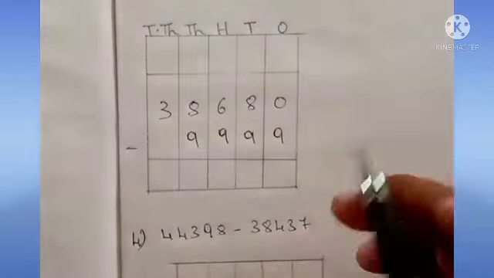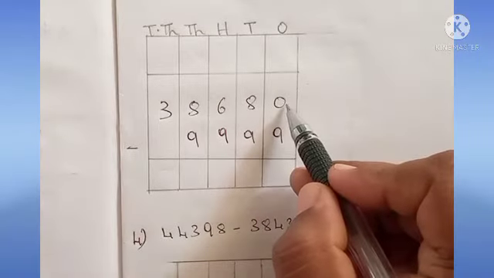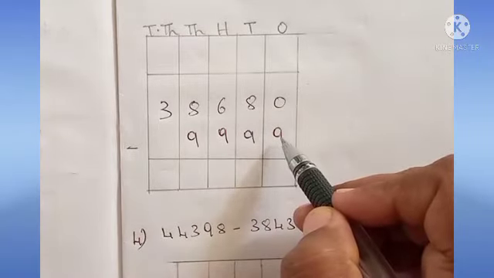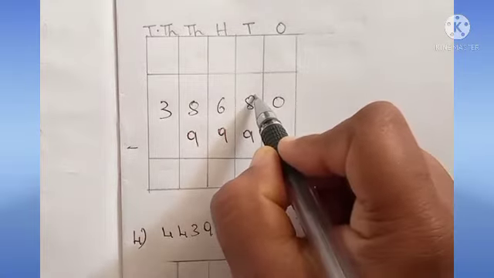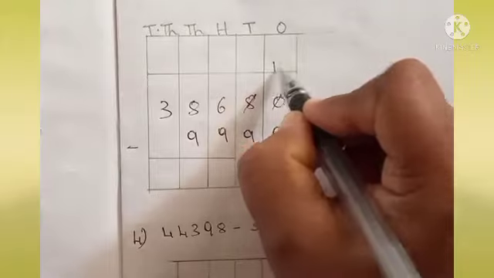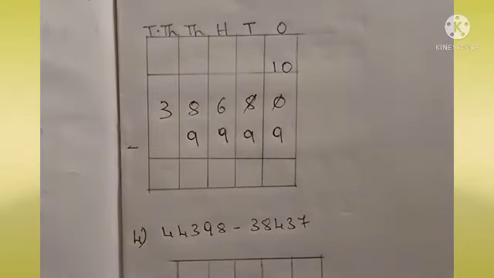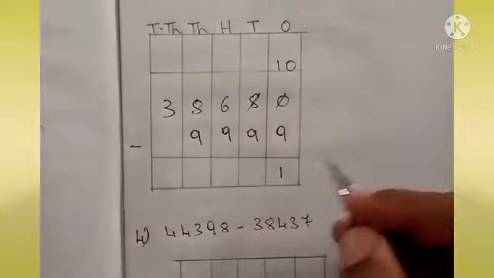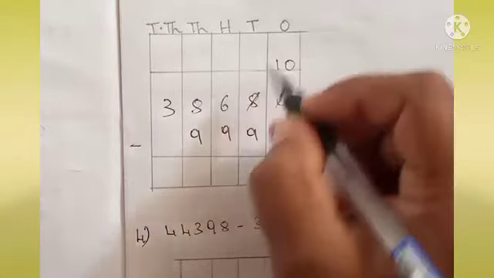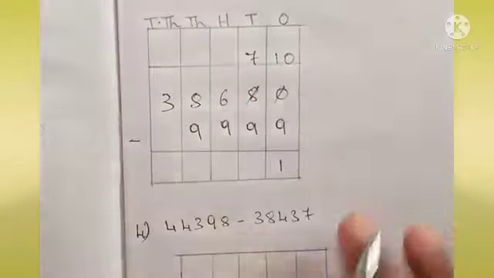In ones place 0 minus 9, how much? You cannot minus in the 0. So borrow 1 from here. This will become 10. Okay. 10 minus 9, how much, dear children? 1 you will get, isn't it? Yes. So how much is remaining here? 7 is remaining, isn't it?